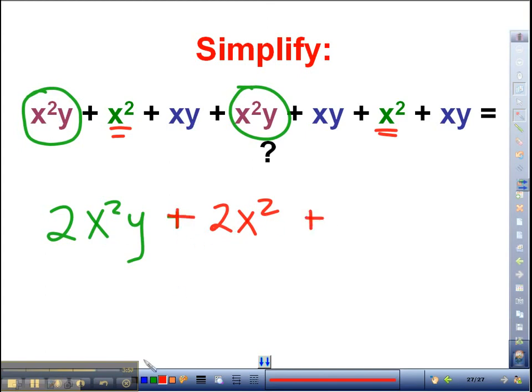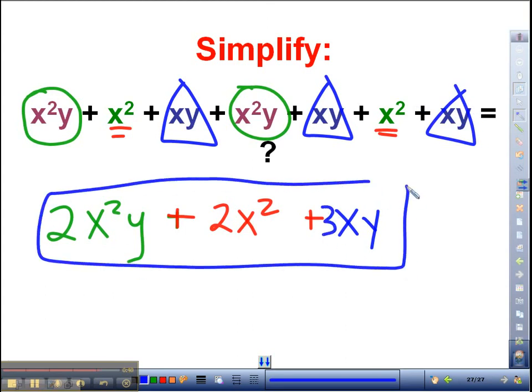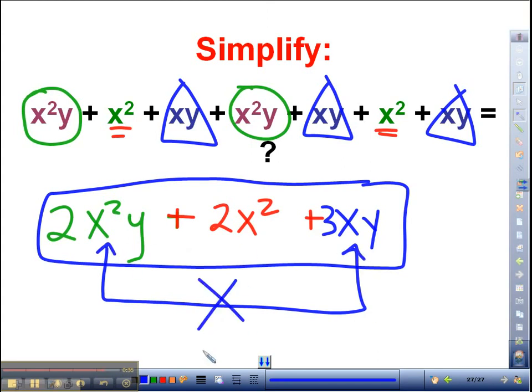Plus, what else do we have? We have these xy guys, and they're different than everything else. And we've got 3 of those. That is simplified form. The exponents on the variables have to be exactly the same for them to be like terms. This one is not the same as this one, and you cannot combine them. Don't do that. They're not the same because the exponents are different.